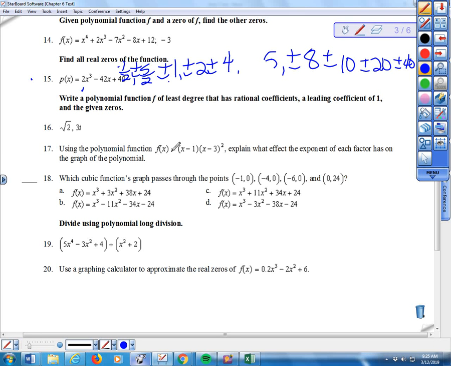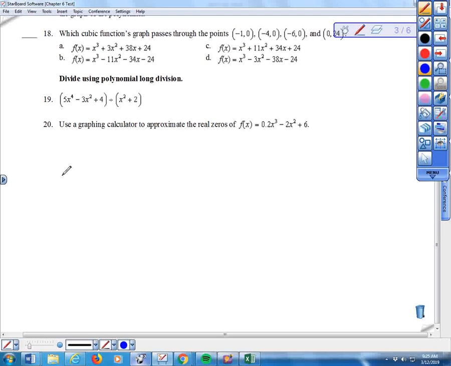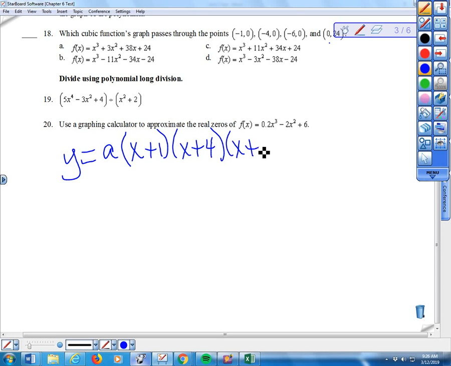Number 18. So we're given the zeros, and I told you that's what those were, and this is the y-intercept. We had several web work problems like this. Okay, so what I'm going to do first, I'm given 0, 24, so I'm going to put 0 in for all the zeros. 1, 4, 6, and that's equal to 24. So it looks like A is equal to 1. 24A equals 24, A is equal to 1.